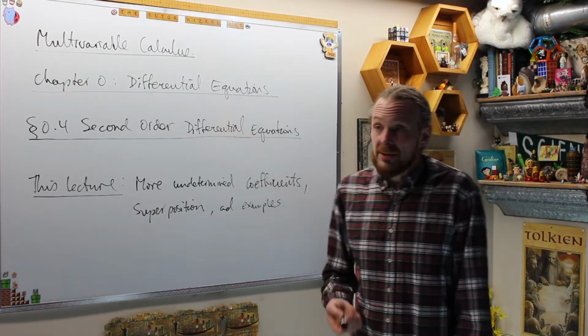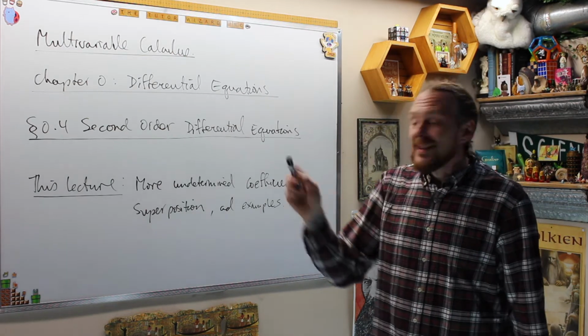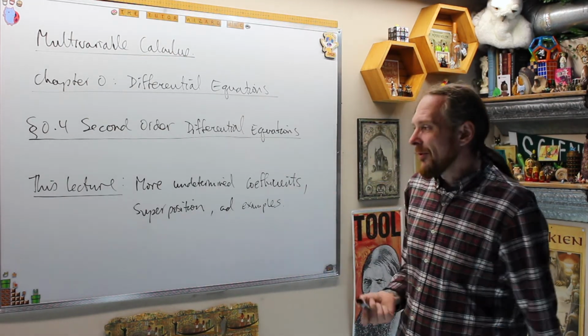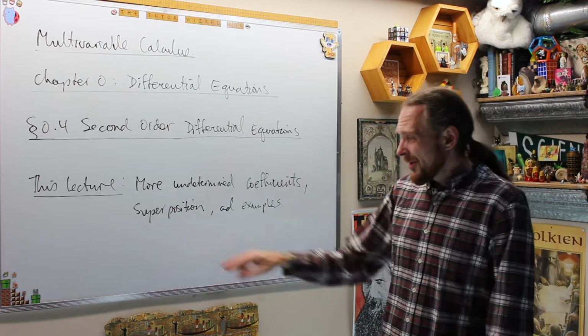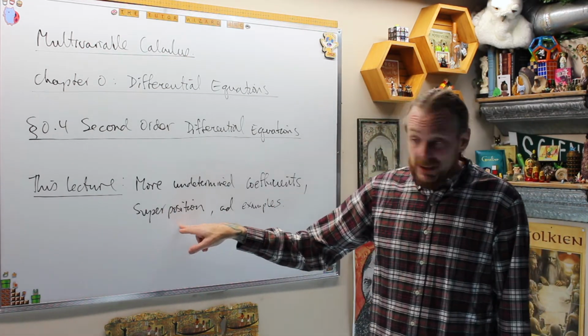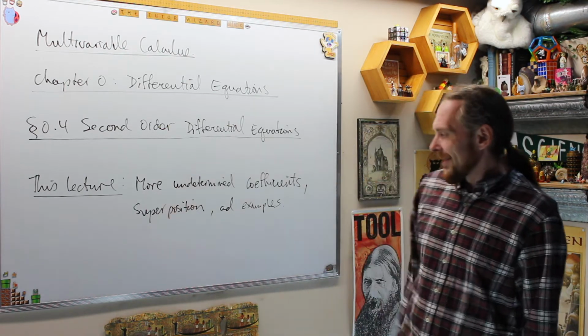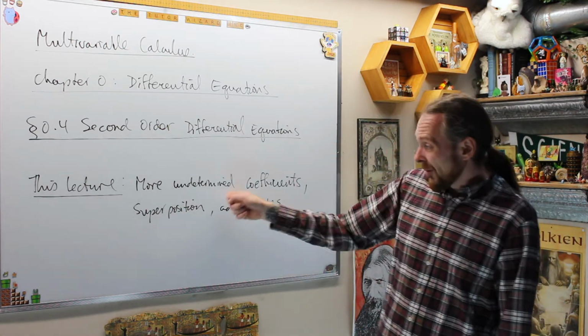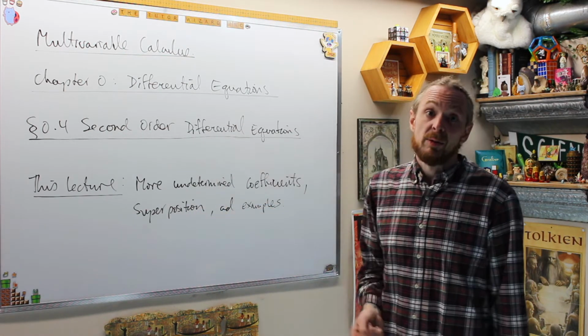We're doing multivariable calculus. Chapter 0 is differential equations. Section 0.4 is second order differential equations. Last time what we did was method of undetermined coefficients. This lecture what we're going to do is more undetermined coefficients. We're going to do the theorem of superposition and show that we can add the solutions. We'll get to that one, and then we'll do some examples about what we were talking about with all these cases of undetermined coefficients and how we use superposition.